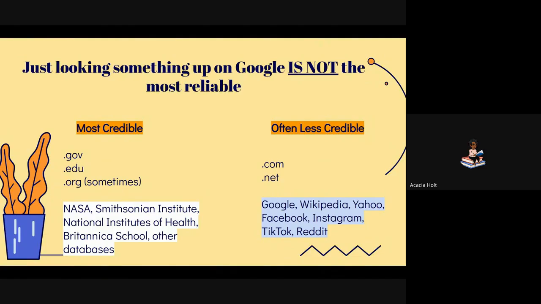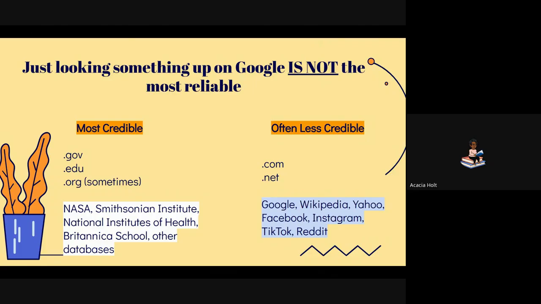So I said earlier, just looking something up on Google is not the most reliable way to do things, especially not for our school academic research. What is more credible is .gov, that is short for government, .edu, short for education. A lot of colleges, universities, people that are well researched create articles that are .edu. And then even sometimes .org, depending on the organization.